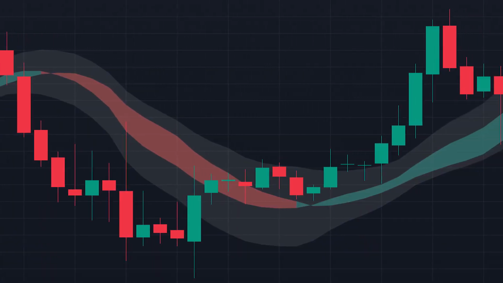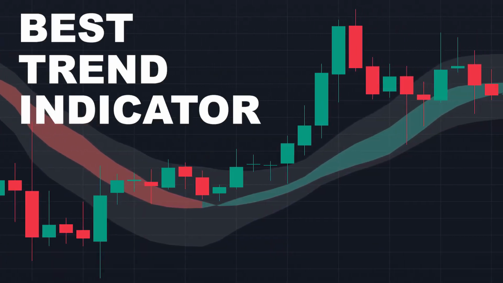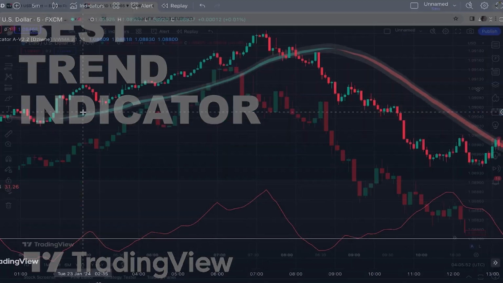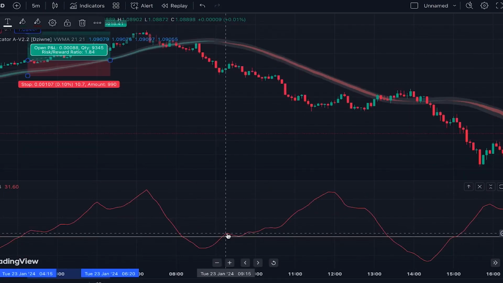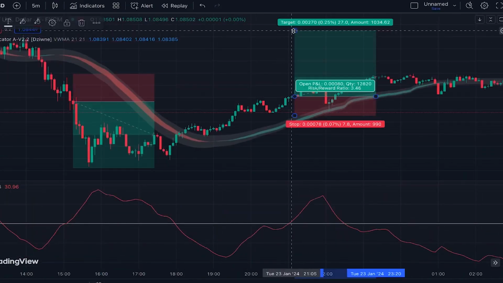In today's video, I want to introduce one of the best trend indicators that I found on the TradingView platform. Just make sure you watch this video until the end because I'm going to teach you a very accurate scalping strategy based on this indicator.